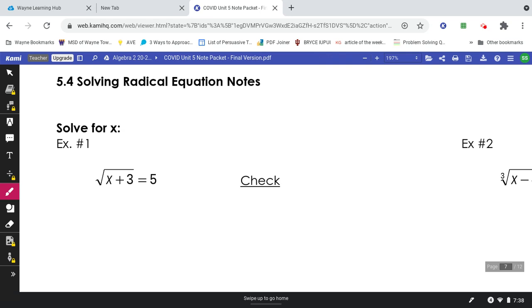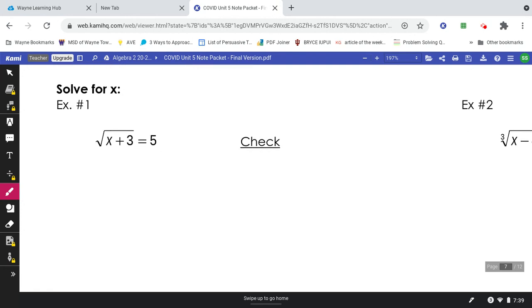These are the 5.4 notes for Algebra 2. We're going to talk about solving radical equations today. So for our first example, we have the square root of x plus 3 equals 5.